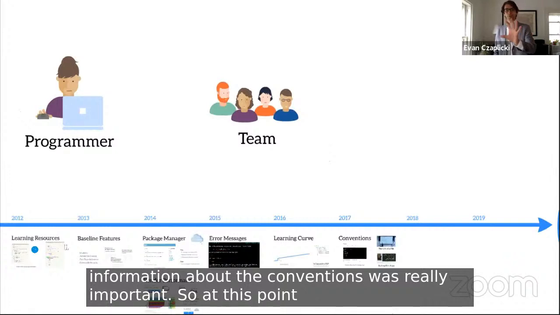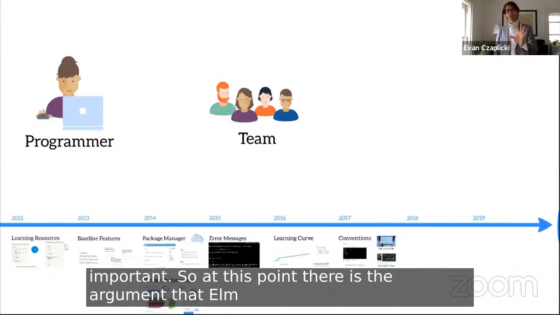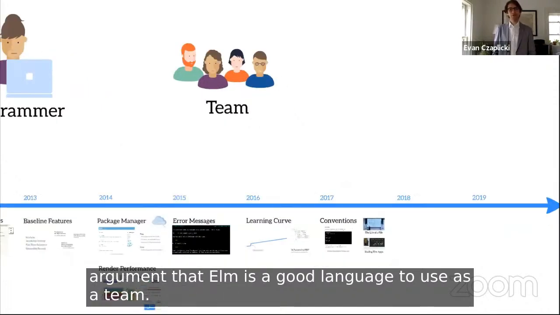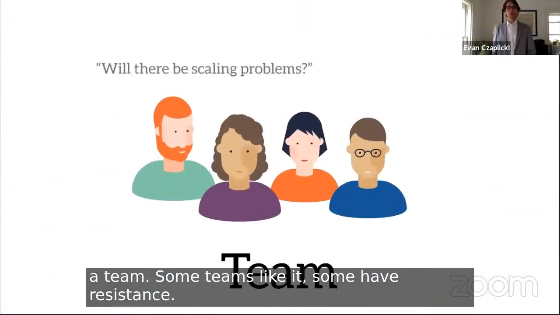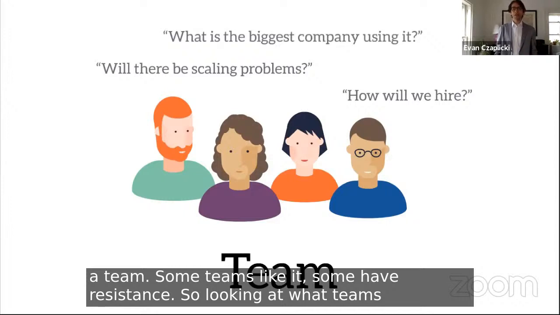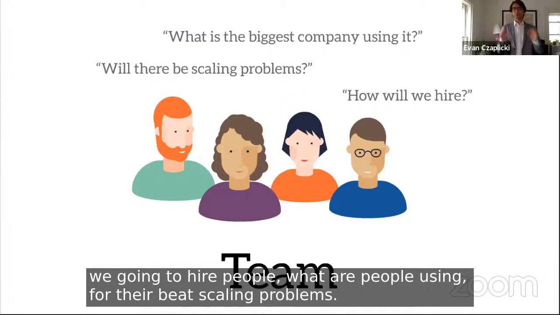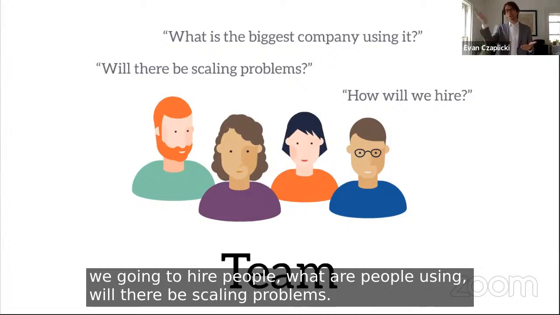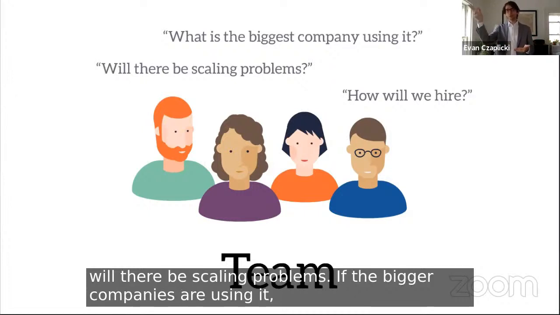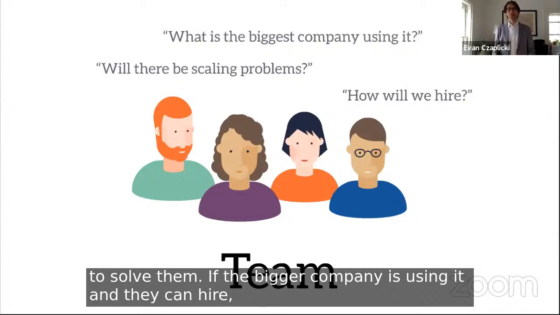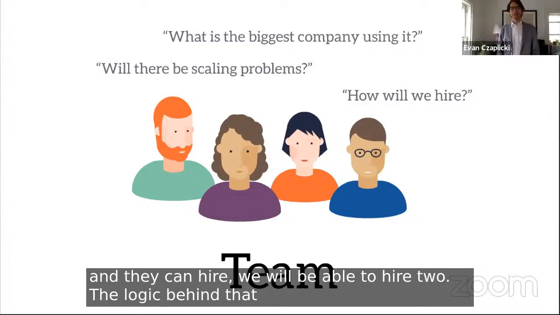So at this point, there's an argument that Elm is a good language to use as a team, but some teams like it, some have resistance. When you look at what teams are asking, it's like, how are we going to hire Elm people? What's the biggest company using it? Are there going to be scaling problems? So the biggest company question is sort of a proxy for the other two. Because if a bigger company is using it, they're going to run into the problems first and they're going to spend money to solve them. And if the bigger company is using it and they can hire, then we'll be able to hire too, is I think the logic behind that question.